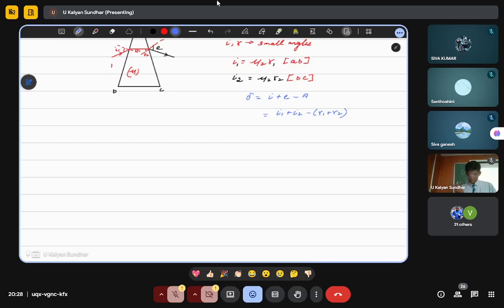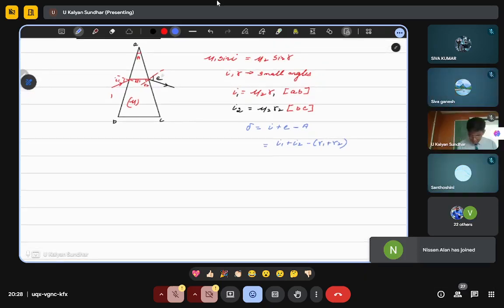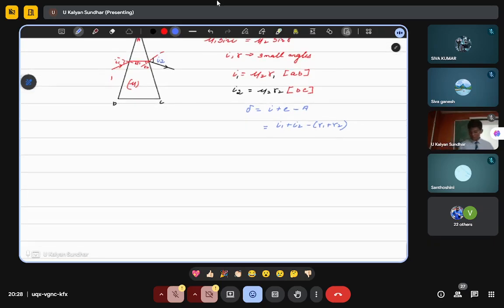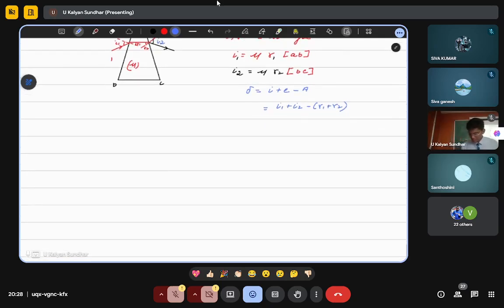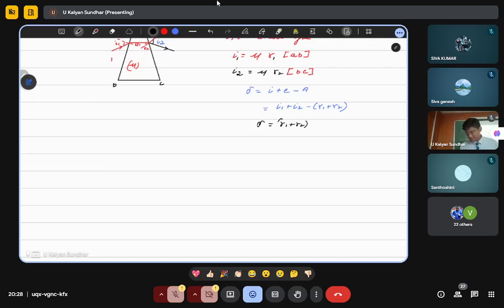Yes, sir. Yes sir, sorry, you're right. Am I right, sir? Here I put mu2, sorry. Make it as mu only. Mu. So by adding up, I can write it as your deviation will be equal to (R1 plus R2) into (mu minus 1).